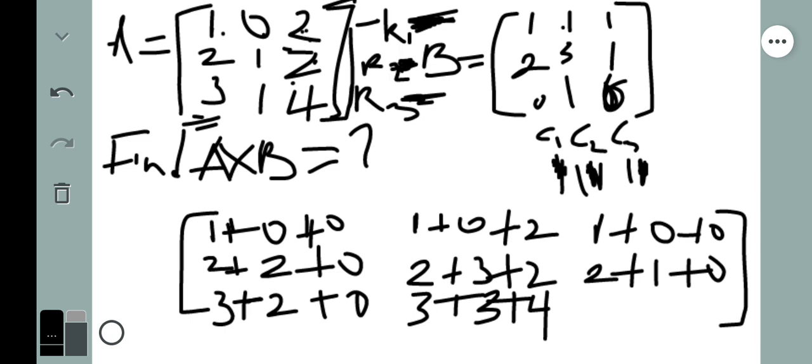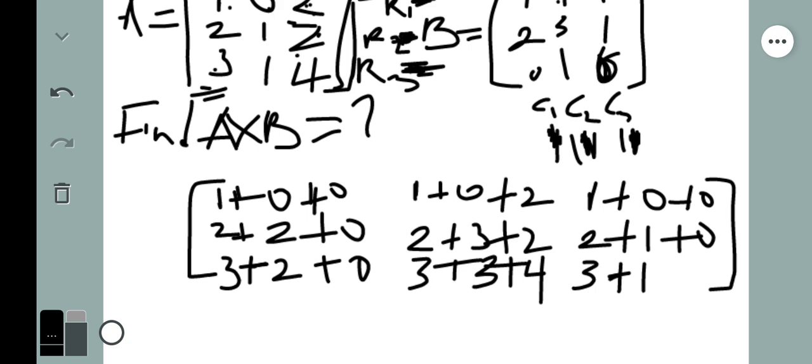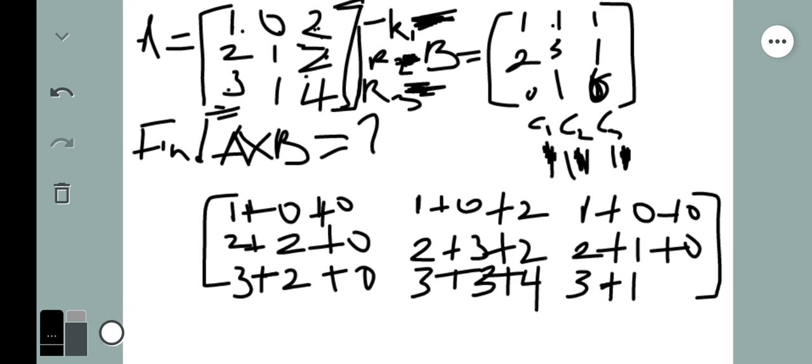And we use row 3 to multiply column 3 also. That is 3 times 1, which is what we have on top, gives me 3. 1 times 1 gives me 1. And 4 times 0 gives me 0.